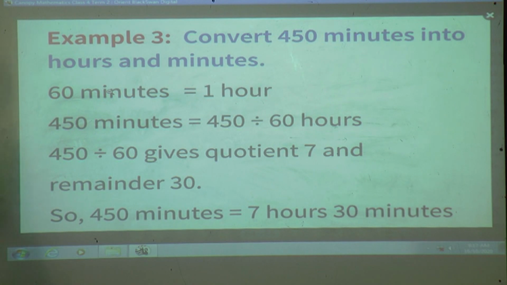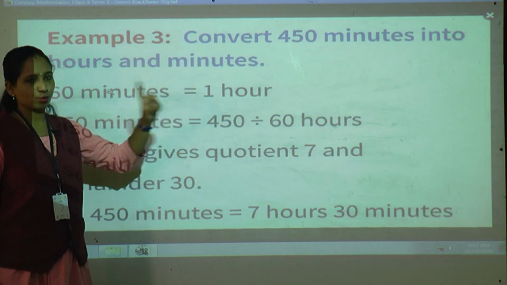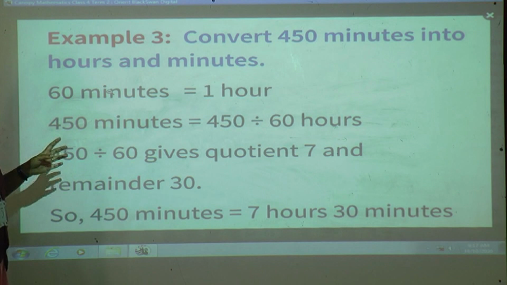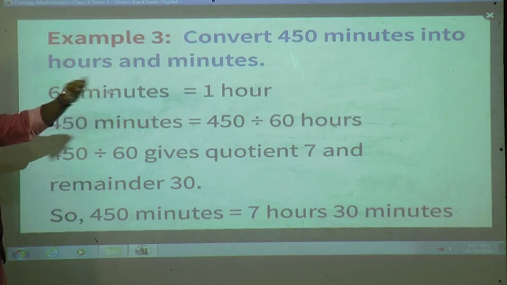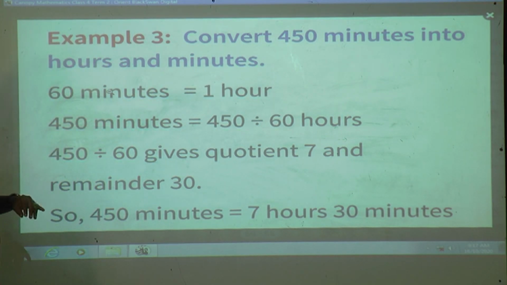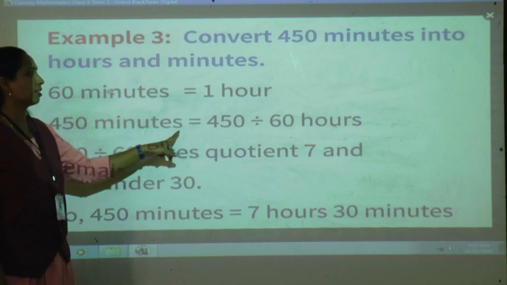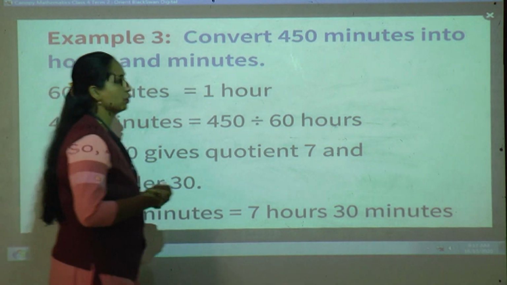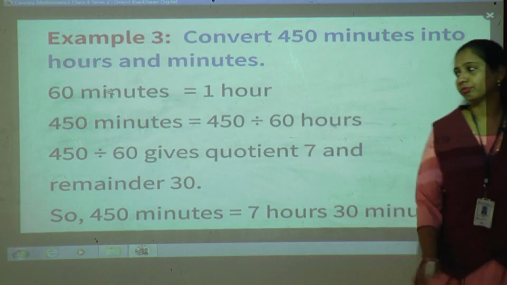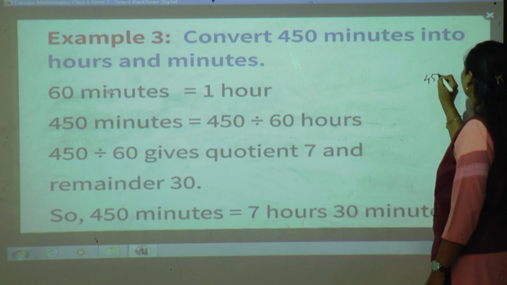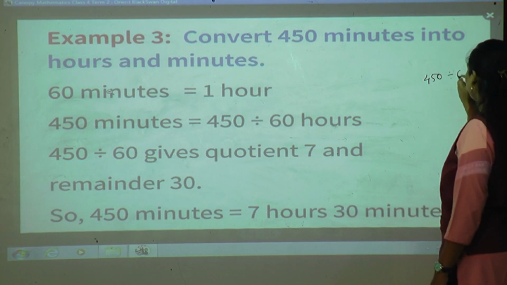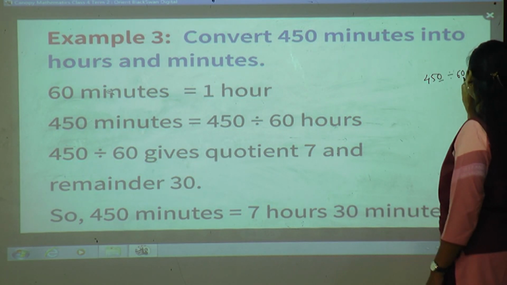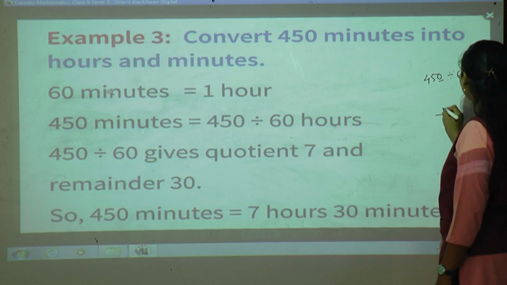Now first you know that 60 minutes means 1 hour. Now when you want to convert minutes into hours, what do we have to do? Yes, of course we have to divide by 60, isn't it? So 450 minutes is equal to 450 divided by 60. Now we will do the division. Now see, 450 divided by 60. So we will remove the 0 and 0.